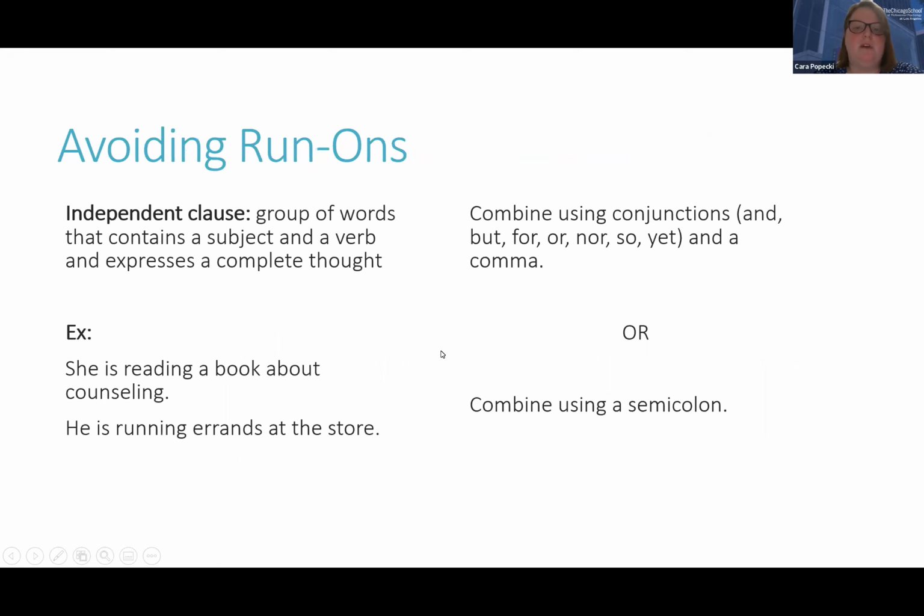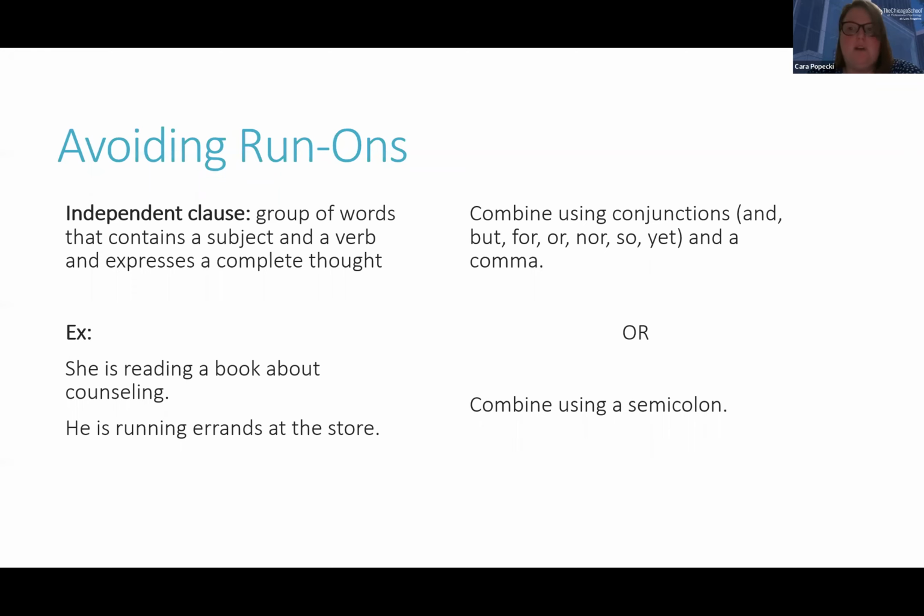So here's how to avoid run-on sentences. This is something I see all the time, and that was a pretty obvious example, but a lot of times we make this mistake, and here's how we can help identify it. So we want to have an independent clause in a sentence. An independent clause is a group of words that contains a subject and a verb and expresses a complete thought. So for example, the one we just looked at, "she is reading a book about counseling," is its own independent clause. You could end the sentence right there and be perfectly appropriate. And "he is running errands at the store" is its own independent clause, so that could be its own sentence.